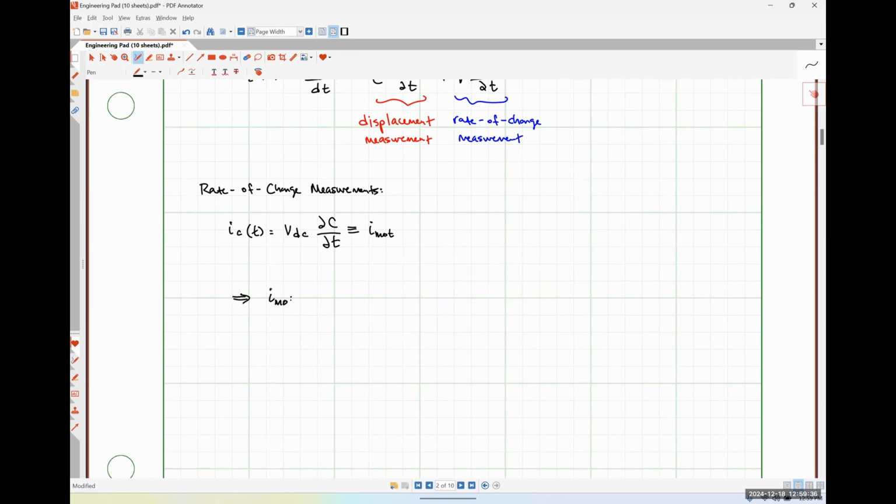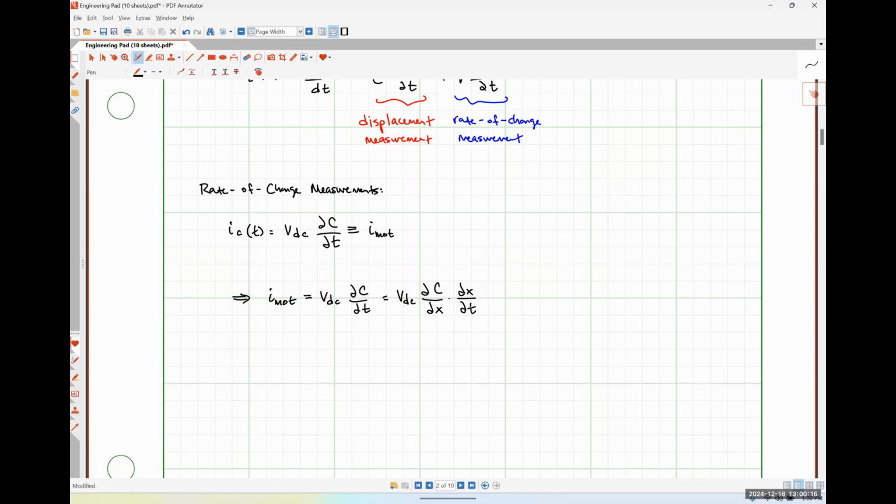For a simple parallel plate geometry, our motional current can be expressed as VDC multiplied by change in capacitance with respect to time. Well, we can split that change in capacitance up as VDC times the change in capacitance with respect to displacement multiplied by the change in displacement with respect to time. Everybody okay with that, right?